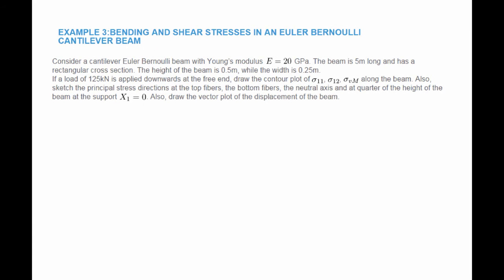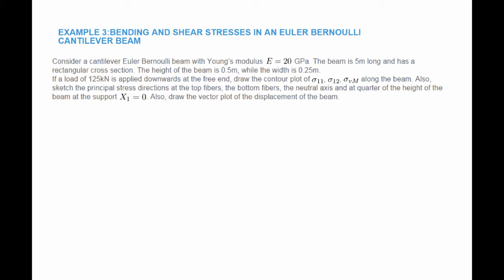We're going to go through this example in class, so I'm going to present it here as well. We're going to look at a cantilever beam with Young's modulus of 20 gigapascal. The beam is 5 meters long and has a rectangular cross section. The height of the beam is 0.5 meters and the width is 0.25 meters. A load of 125 kilonewton is applied downwards at the free end.